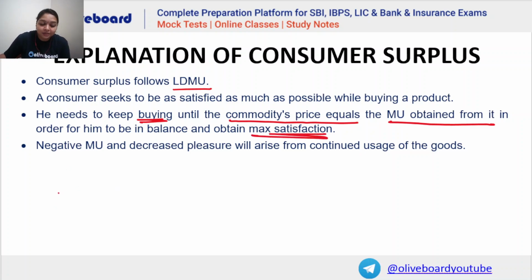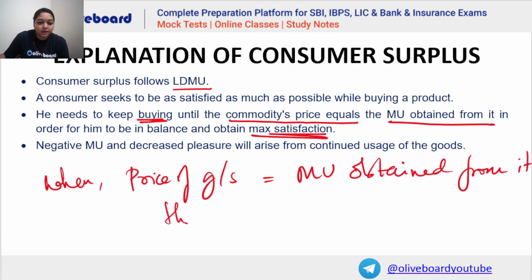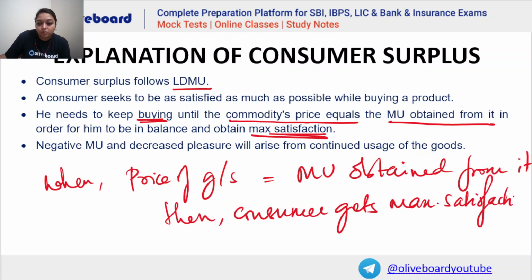So, we can interpret this statement as: when the price of a good or service equals the marginal utility obtained from it, then the consumer gets maximum satisfaction. This is what the third statement is telling. This is the defining factor of consumer surplus. When the price of a commodity equals the marginal utility obtained from it, then the consumer is getting maximum satisfaction, right?